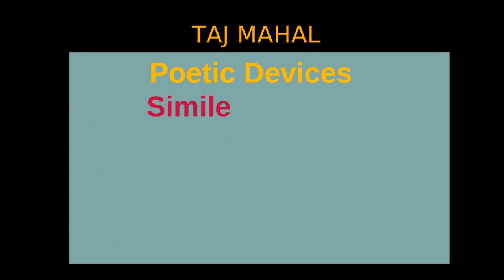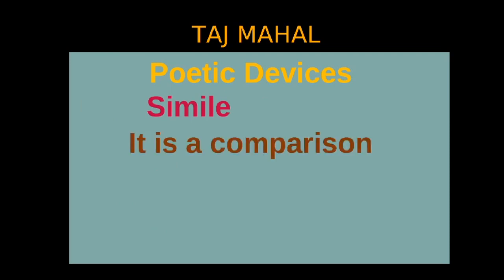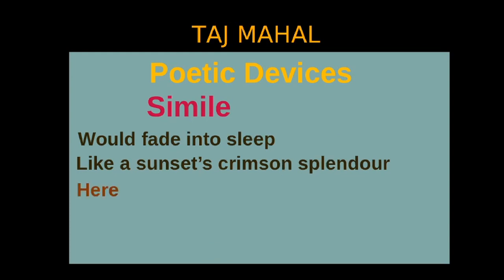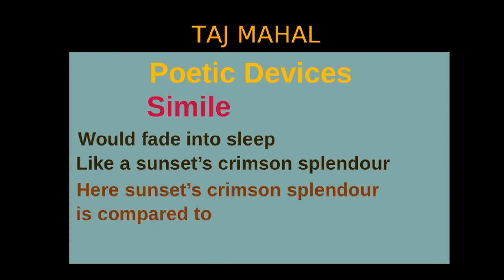Coming to the next, simile. So what is a simile? It is a comparison using like. Okay, let's look into this line. Would fade into sleep like a sunset's crimson splendor. Sunset's crimson splendor is compared to what? Fading into sleep. So simile is used for comparison.